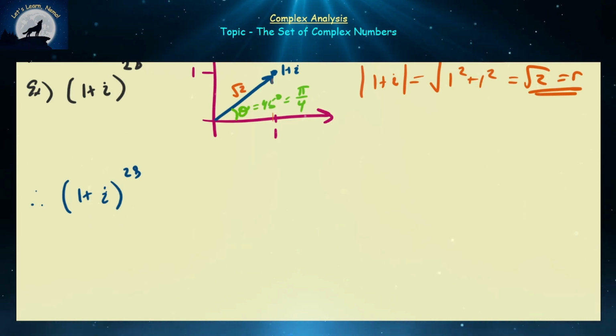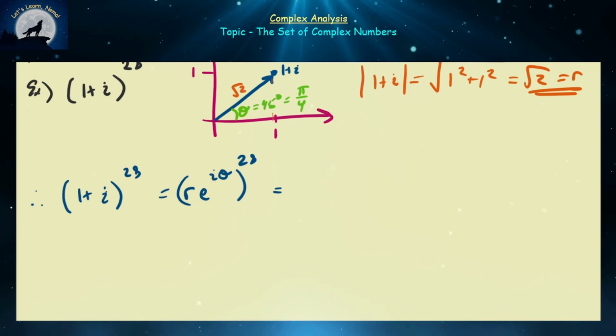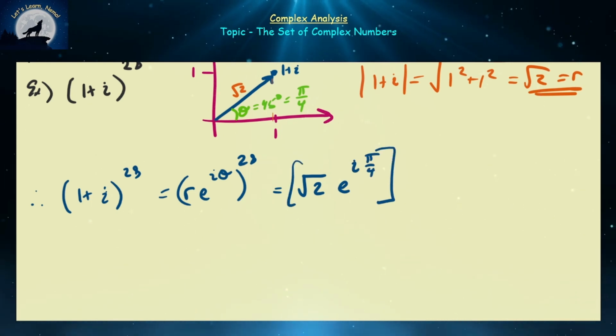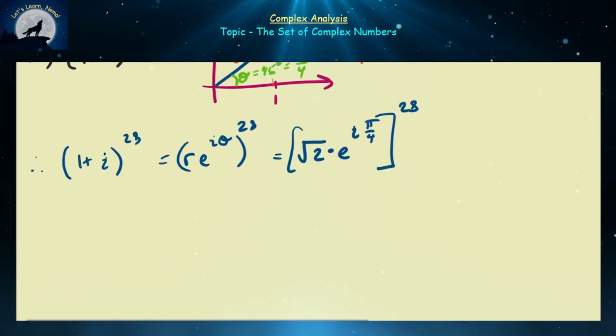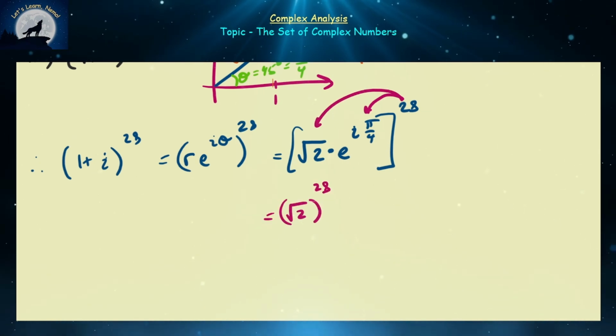What I want to do is write that in complex exponential form. So that's going to be equal to (r e^(iθ))^28, and that's going to be equal to what? r is equal to the square root of 2, so we're going to have (√2 e^(iπ/4)), and all of that is going to be exponentiated to the power of 28. We can distribute over multiplication for that power of 28. So we're going to have (√2)^28 times e^(i(π/4)(28)).